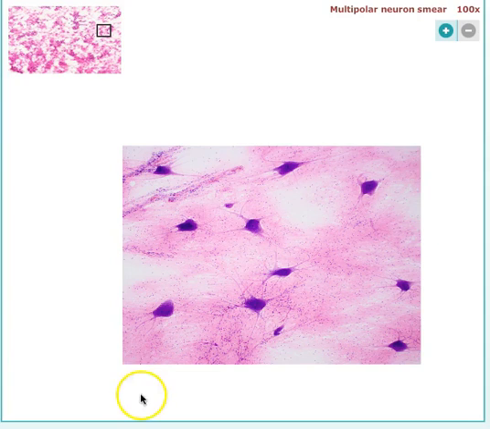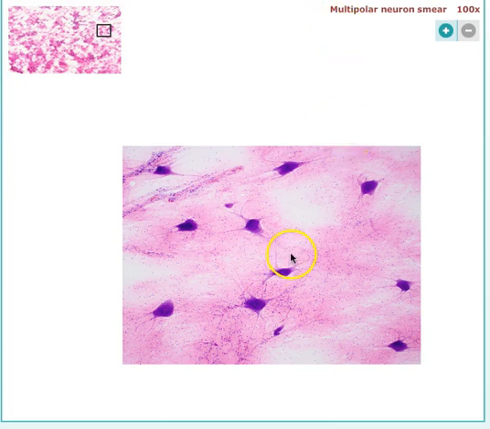So right now we are looking at a multipolar neuron smear. The cell of nervous tissue is the neuron or the nerve cell. But there are other cells, okay? So this is called a multipolar neuron because this neuron has one axon but many dendrites, okay? So because of all of these dendrites coming off of it, this is why we call it multipolar versus bipolar or unipolar.